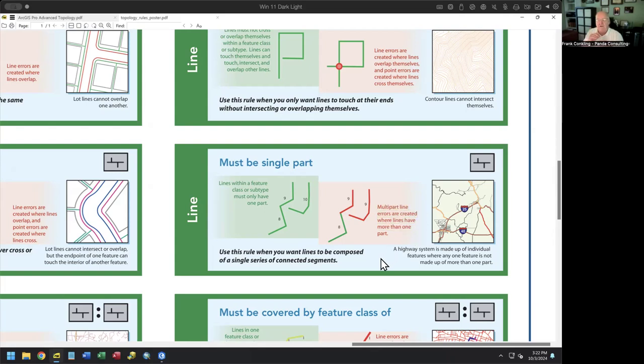So for example, you might have a linear feature such as a road in which you have the same name, and maybe the road starts, goes up to one intersection, and then changes the name and it starts again. This rule will identify where you have a multi-part line and allow you to fix it by either splitting it apart or exploding it, using the new ArcGIS Pro terminology, or identifying that maybe it shouldn't be split apart.